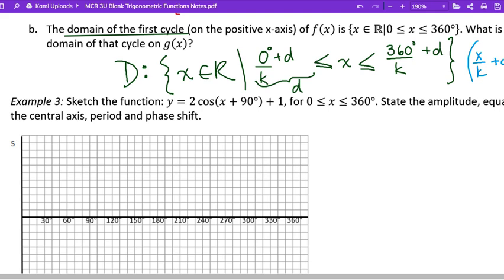First cycle. So the first cycle is, I'm going from 0 to 360 and I need to transform that. What if I said, what are the restrictions on the second cycle? Where would you start at and go to 720? All right.